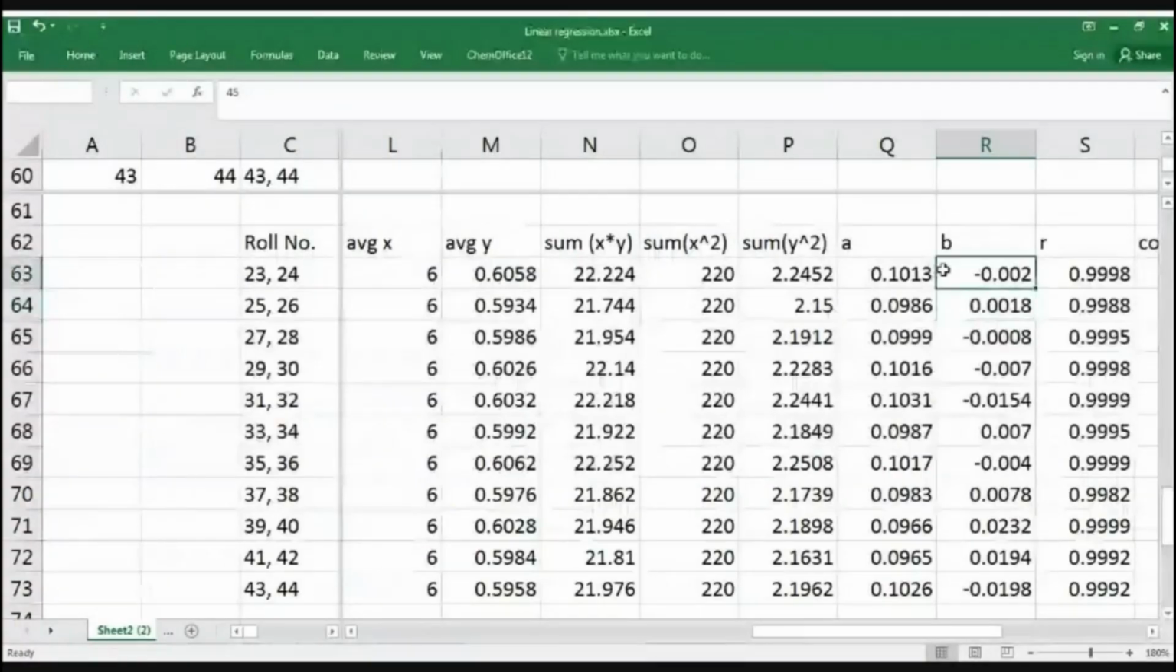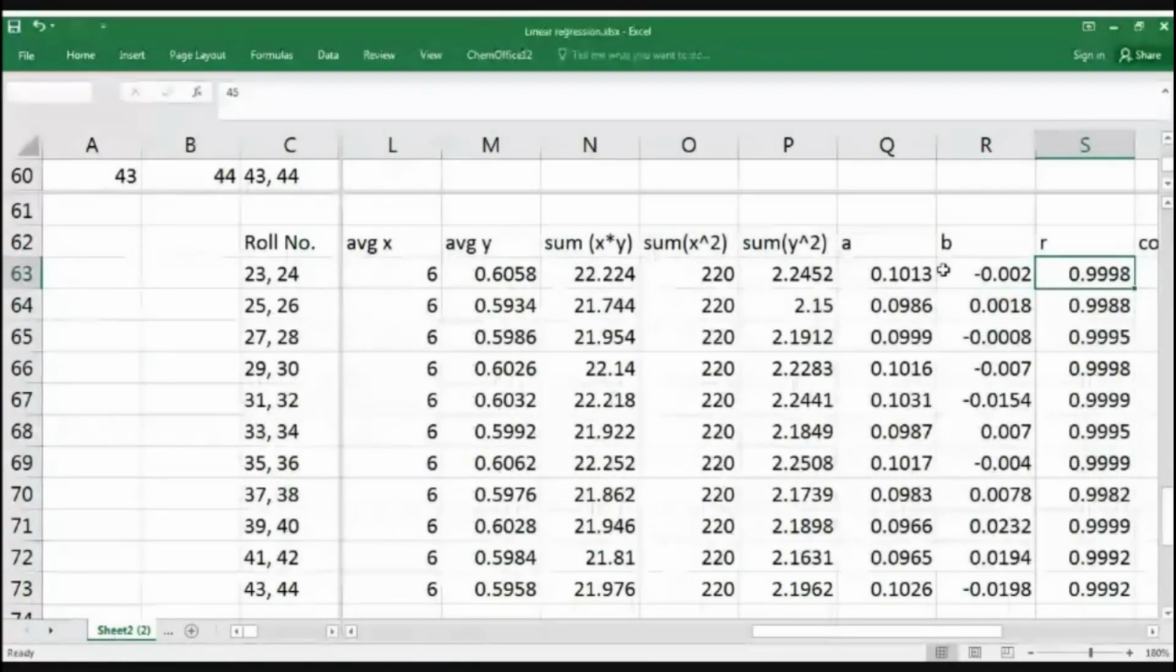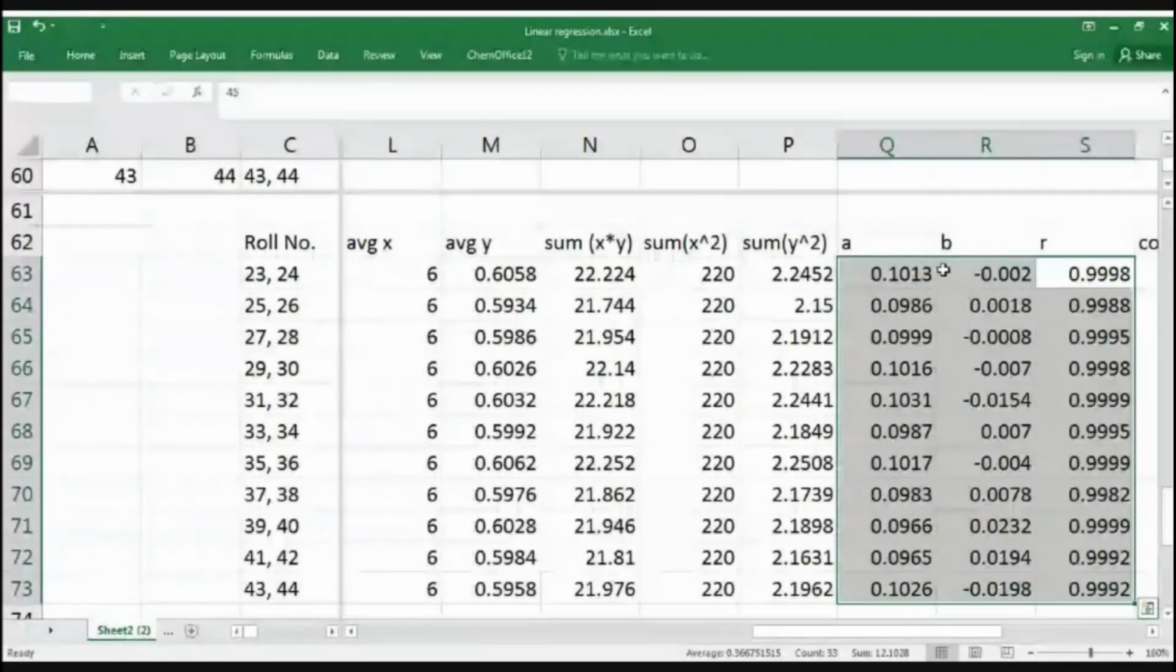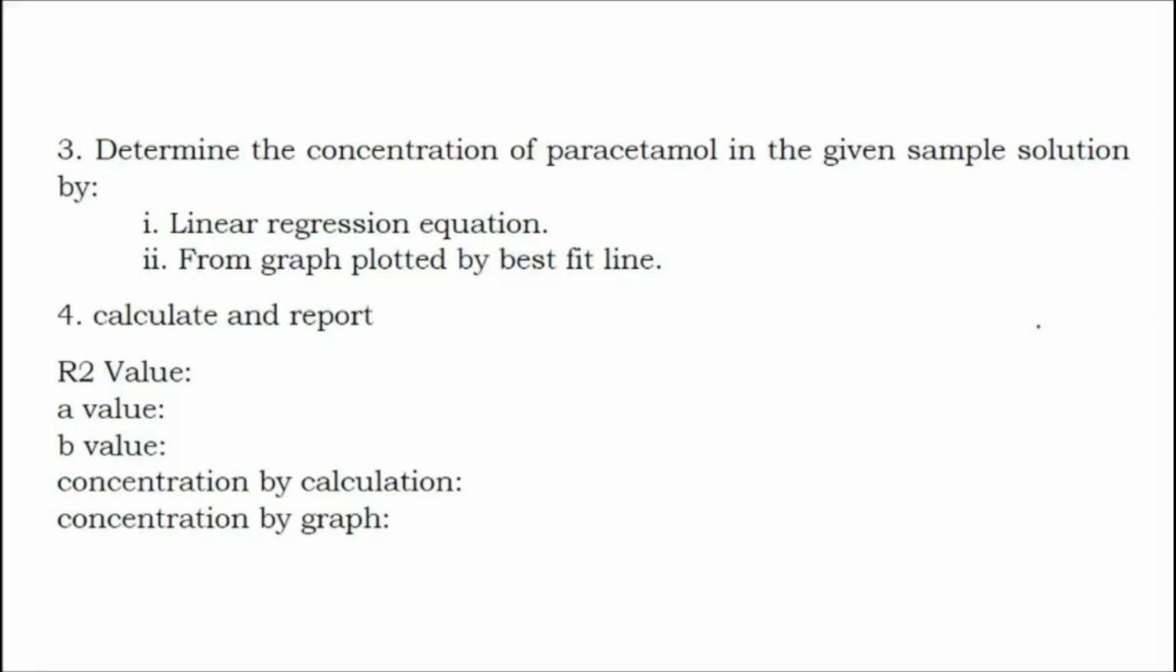10. Okay, तो मैंने R तक किया था calculate. Those who have not got the correct values of A, B and R, they can take their respective values as per their roll numbers from here. Okay, I am also in PPT now. In exam, these two steps are added in the procedure, and this is how you are going to write your results. Third step is saying determine the concentration of paracetamol in the given sample solution by linear regression equation and from the graph plotted by the best fit line. So you will write down your answers by both methods as a result.